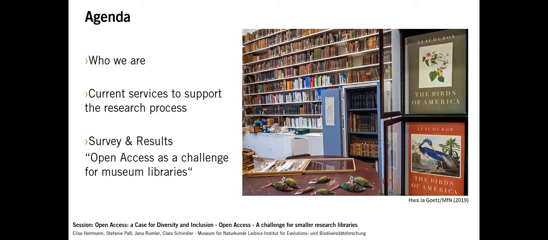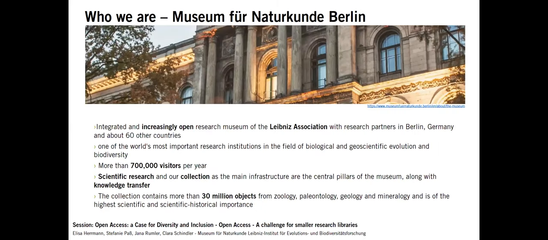Okay, so the Museum für Naturkunde is an integrated research museum, and we're part of the Leibniz Association, which means we are an extramural research institution, so we're not connected to a university, which I think has a big influence on how we're dealing with open access.